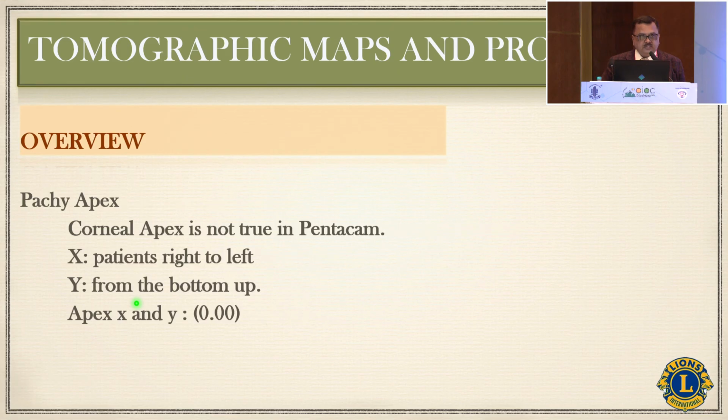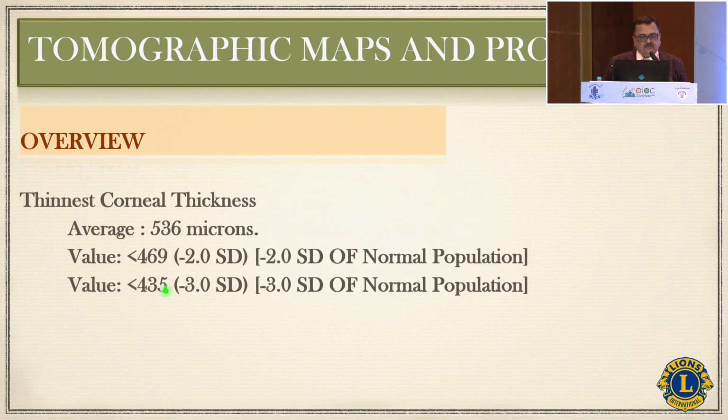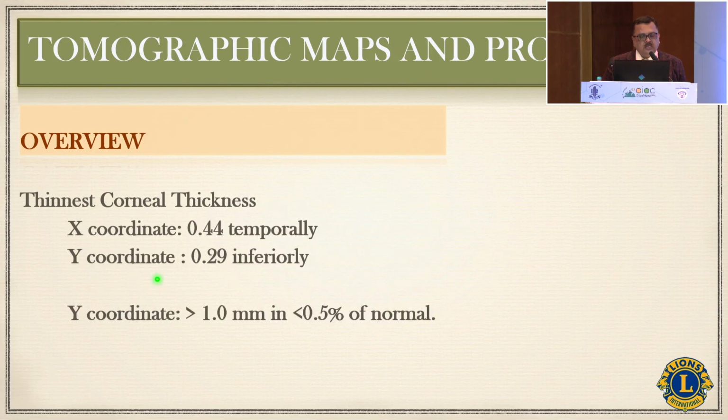Again, the corneal apex in the Pentacam is not the true corneal apex, but we take it as 0, 0, 0. Pupil center is superotemporal, and if the pachy you get is less than 435, it is not normal. Again, take home message, if the y coordinate is more than 1 millimeter, it is not normal. Please note it down. And this will not come in the graphs.